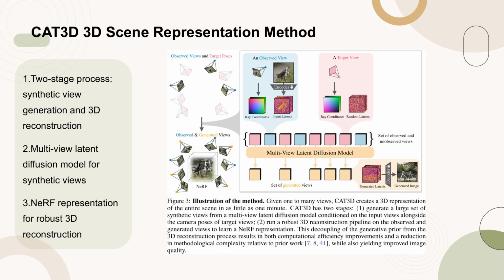Figure 3 illustrates the CAT3D method for creating a 3D representation of a scene from one to many views within a minute. The process involves 2 main stages. First, generating a large set of synthetic views using a multiview latent diffusion model conditioned on input views and target camera poses. Second, running a robust 3D reconstruction pipeline on both observed and generated views to learn a NeRF representation. This approach decouples the generative prior from the 3D reconstruction, leading to computational efficiency improvements and reduced methodological complexity compared to previous methods, while enhancing image quality.